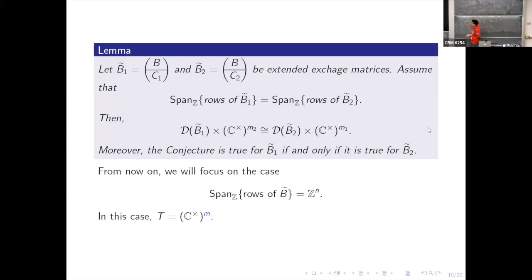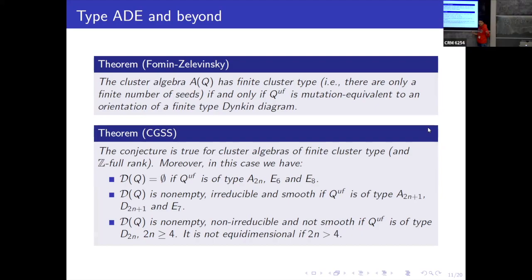Okay, the first main result is that this is true in finite type. So first of all, the cluster algebra has finite cluster type, meaning that there is only a finite number of cluster variables, a finite number of seeds, if and only if the mutable part of the quiver is mutation equivalent to an orientation of a finite type Dynkin diagram.